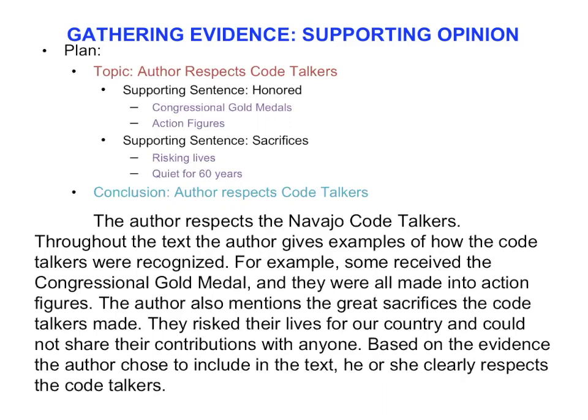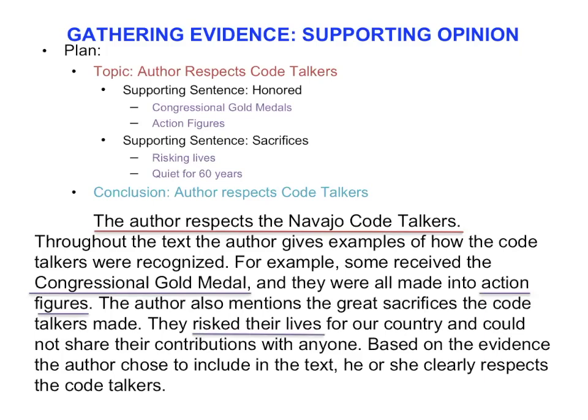So let's see if I've got all the things of a well-written paragraph. First, a topic sentence. The author respects the Navajo code talkers. Now I need to see if I have evidence from the text. I see Congressional Gold Medal. I see that they were made into action figures. Both of those were in the text.